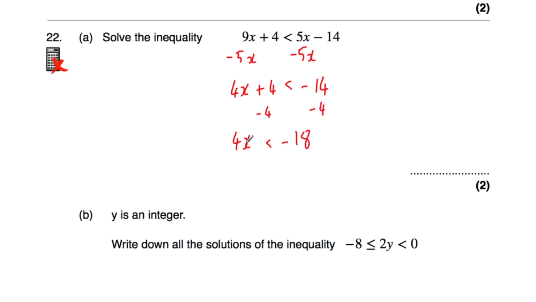Okay, we're almost there. We now want to get rid of this times by 4, so let's divide by 4 and divide by 4. So 4x's divided by 4 would just be 1x, so that's x, and then that's less than, and we're going to do minus 18 divided by 4. It's a non-calculator question, so let's half it and half it again. So half of minus 18 is minus 9, and half of that would be minus 4.5. So x is less than minus 4.5, and that's it.